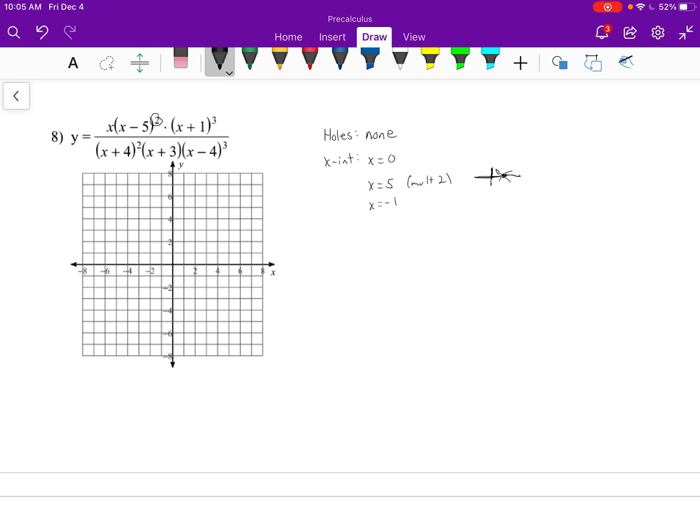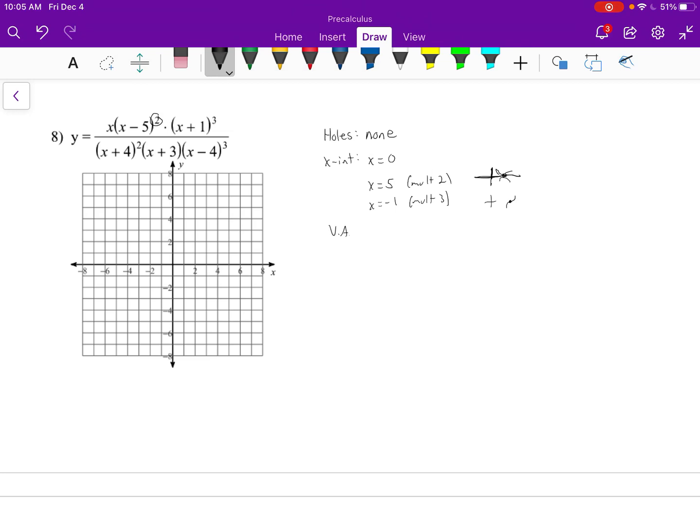X equals -1 is multiplicity 3. That's still going to cross through. Sometimes it looks a little more like a cubic function there at that 0, but sometimes it's so close you can't tell, but it will cross through. But at x equals 5, that's a little newer. It's going to bounce off there. So we have to remember that later.